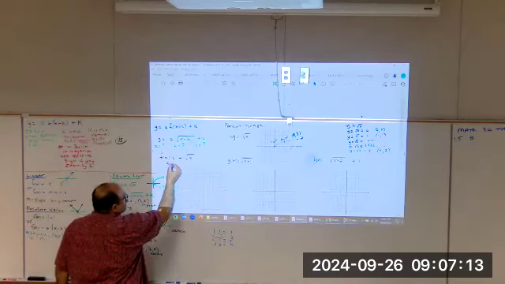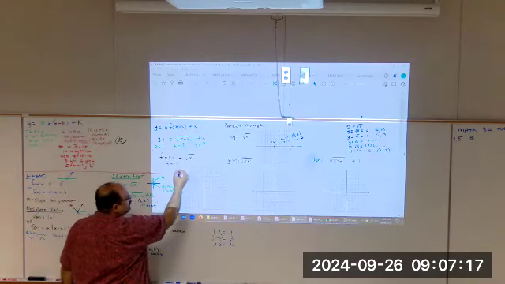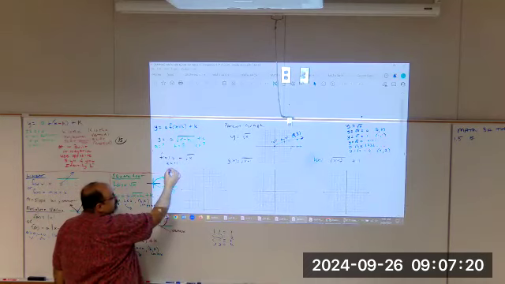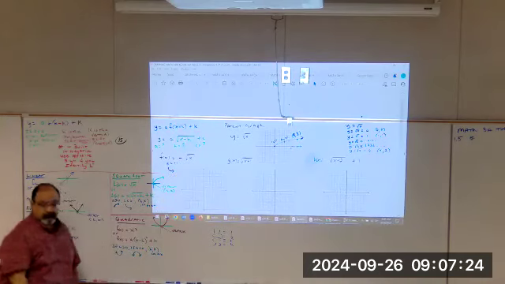What is the A right here? It's a -1. And that means it's going to flip. Instead of going up to the right, it's going to flip upside down. It's going to go down to the right.